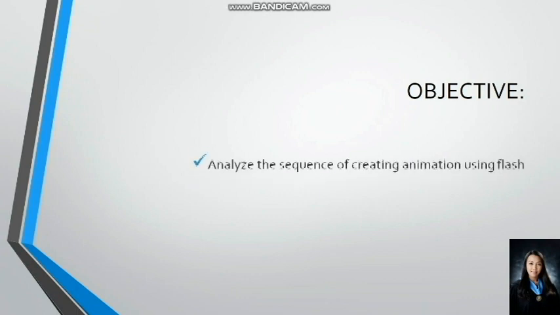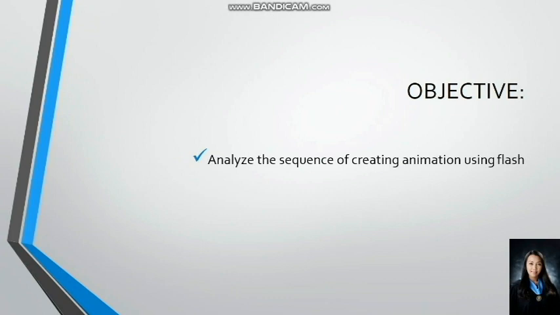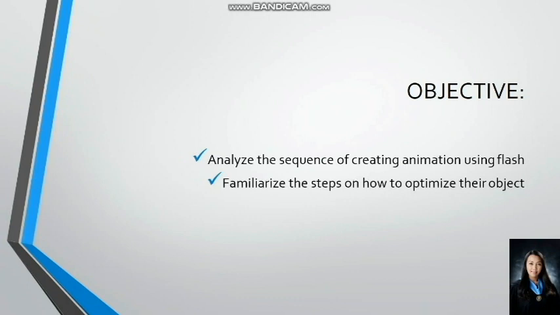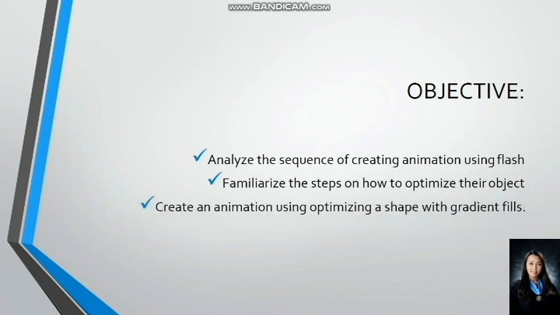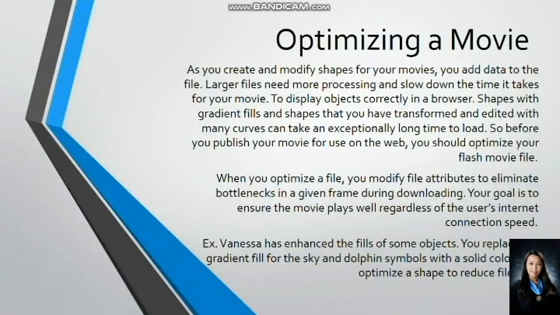First, our objectives are to analyze the sequence of creating animation using Flash, familiarize the steps on how to optimize an object, and, the last one, to create an animation using optimizing a shape with gradient fills. So now, let's identify what optimizing a movie is.